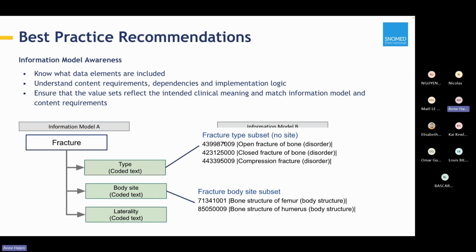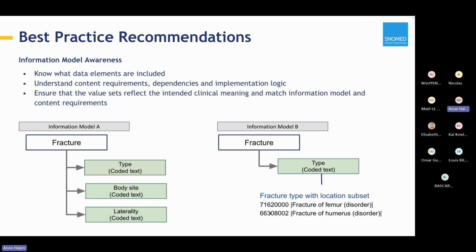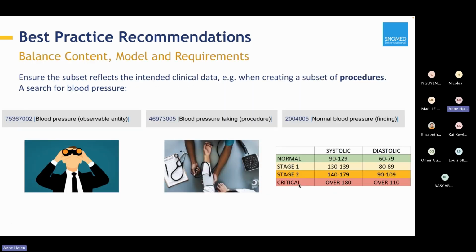So this is an example where the value set has been defined so that we exclude anything with a body side. And down here, we then have a body side value set where you say what is the actual body side or location of your fracture. Over here, we could then have fracture of femur, fracture of humerus, and you could still share that with the receiver.